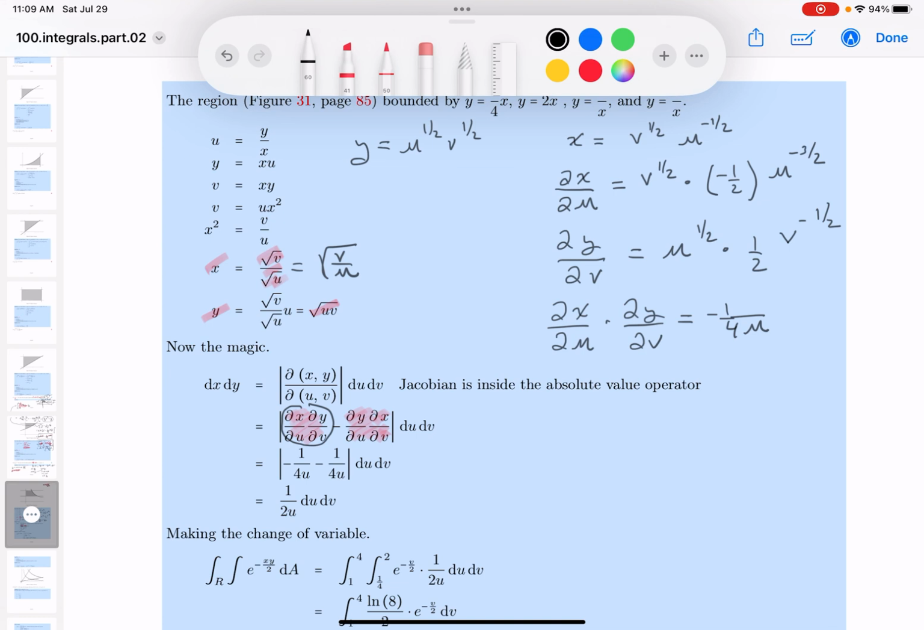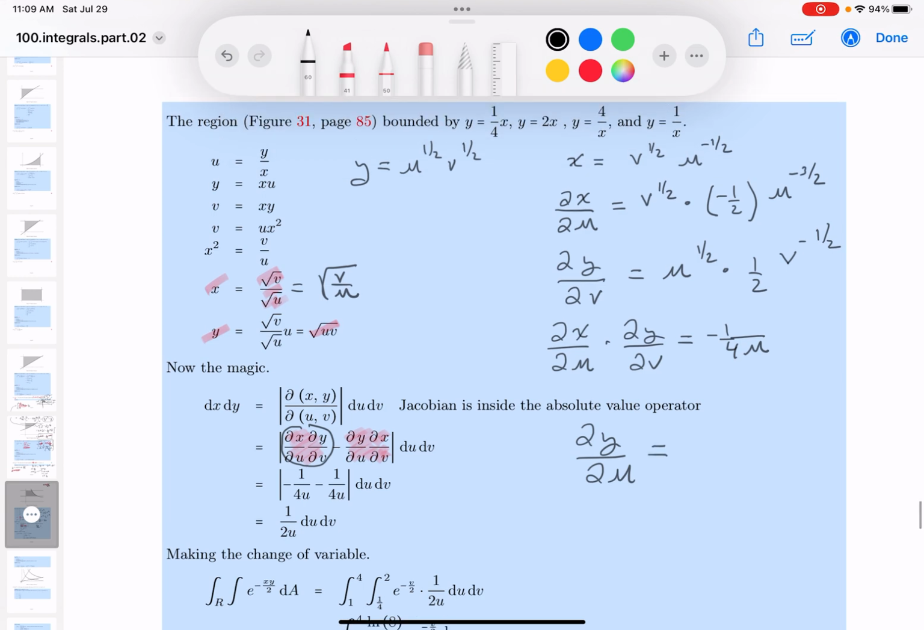Now I got to do partial y, partial u. Let's take a look at that. That's going to be 1/2 u to the minus 1/2 v to the 1/2. Again, we're looking at this over here. I need to get the partial of x over the partial of v. Let's take a look at that. Again, we're looking at this guy now. What do you get there? Well, let's see, 1/2 v to the minus 1/2 times u to the minus 1/2.